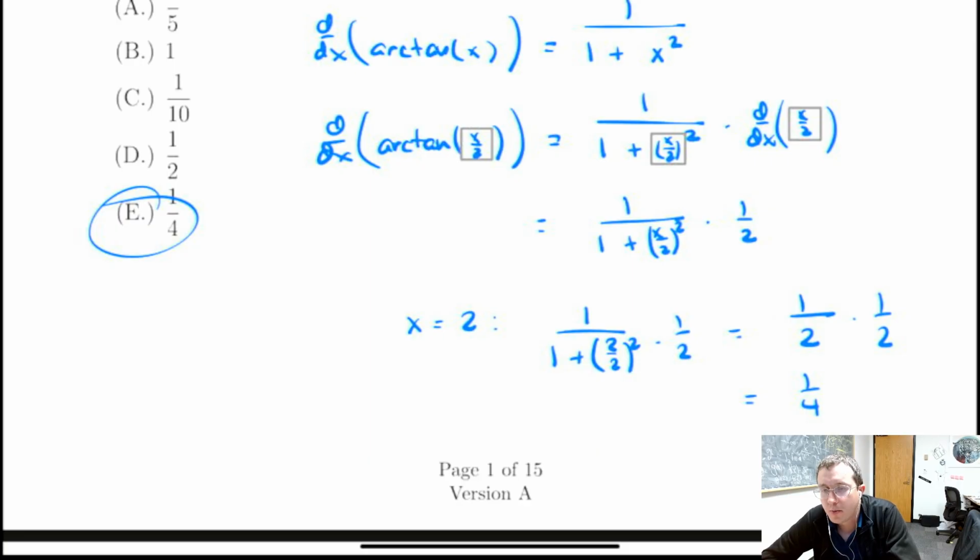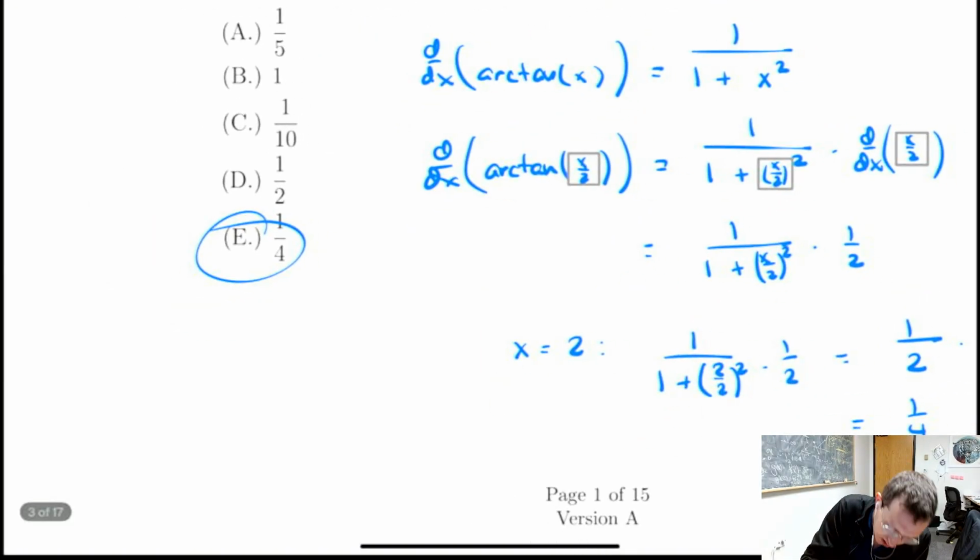K. McCollum asks, why would you not plug 2 in first, get arctangent of 1, and use the chain rule? That's a really good question. That approach would be wrong. You're going to get 0. But I'm really glad you brought this up, because this is a very common mistake in related rates problems. So let me just show you what happens if you plug in the 2 first.